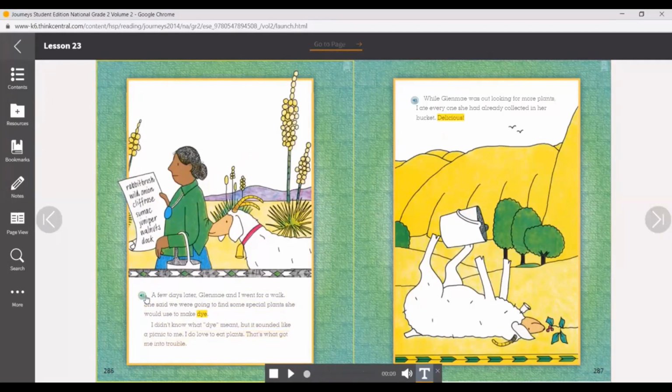Why do you think Glen May wanted to find plants to make the dye? She probably did this because she will use the dye to add color to the wool, because the wool is very plain.